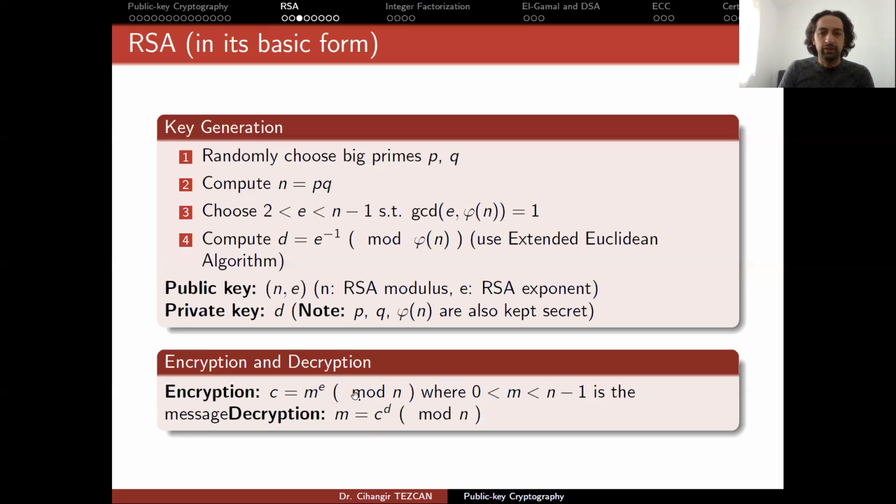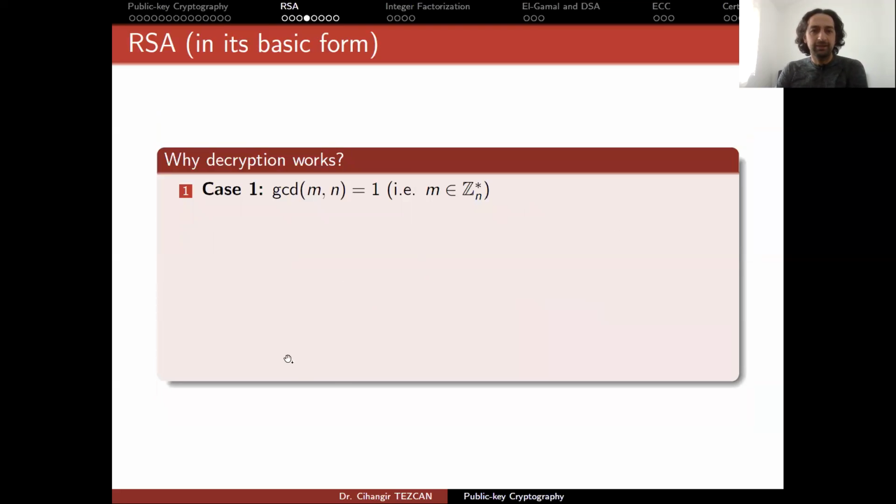So it's not that hard to perform in practice, and actually we are using it in practice all the time. So why does this work? Why does taking C to the power of d return you back to the original message? Let's see why this is the case.